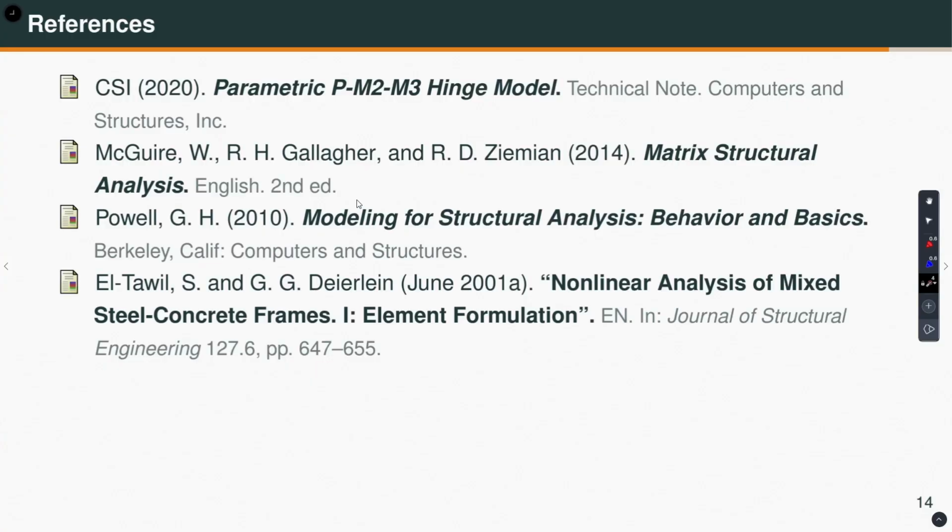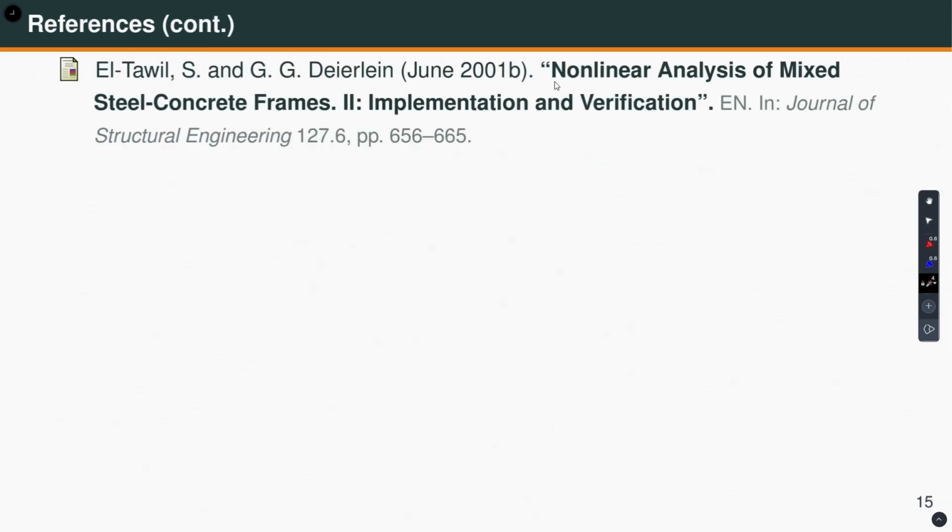In the next lecture, we will be talking about the concentrated versus distributed plasticity models or approaches to model lateral load resisting systems for earthquake loads. These are the references that I have used. Please go ahead and read if you are interested. This RC section you can find from this book, and this is the approach that CSI software uses for the parametric PMM hinge.